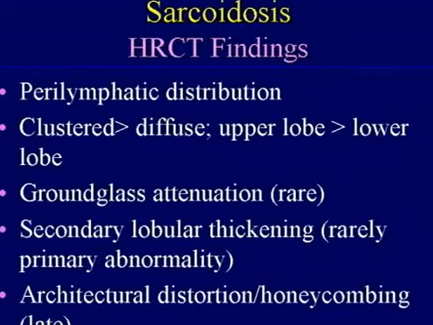People talk about ground glass attenuation in sarcoid. It's rare. What you're really looking at is just this conglomeration of small nodules that give you kind of a haziness. If you look really carefully, you'll see you're looking at small nodules.